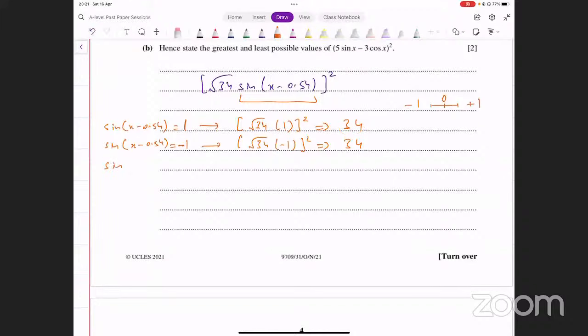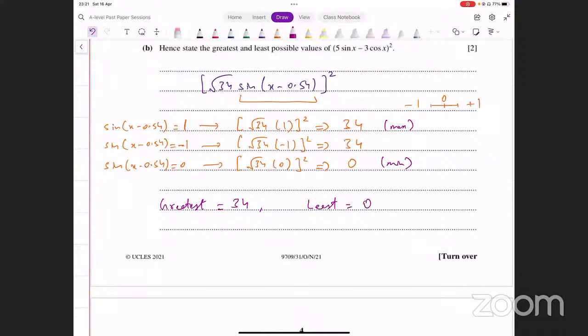दूसरी वैल्यू आपको मिलेगी जब आप इसको 0 के इक्वल कर दोगे, ठीक है। What is that going to give you? Square root of 34 into 0 whole square, and that gives you 0. अब तीनों में से आपने देख लेना जो सबसे बड़ी वैल्यू है उसको आप मैक्सिमम कह दें, जो सबसे छोटी वैल्यू है उसको आप मिनिमम कह दें. So you'll say the greatest possible value that you've got here for this function is 34, and the least possible value of this function is 0.